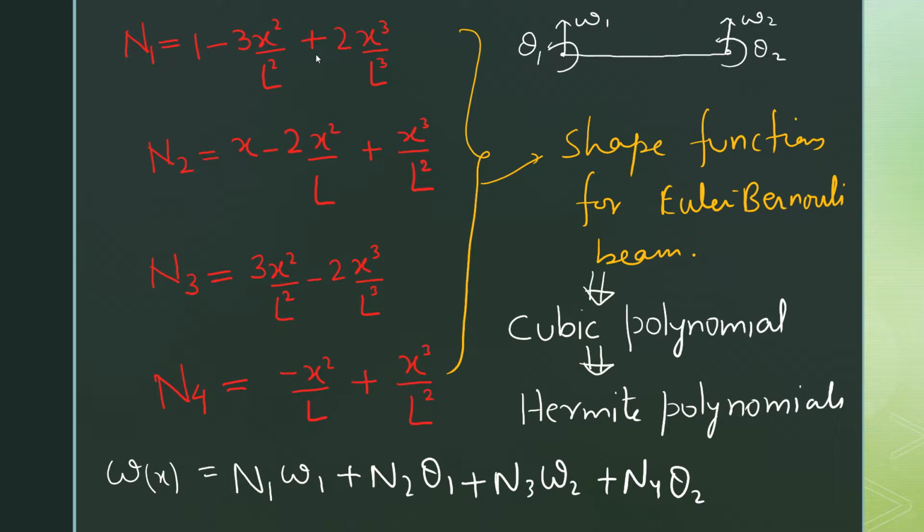Okay, so we can see from here it is a cubic polynomial. Therefore it's a cubic polynomial, and it is also called Hermite polynomials. So these concepts we are just telling because they will be used in the Abaqus package. We will see one by one.